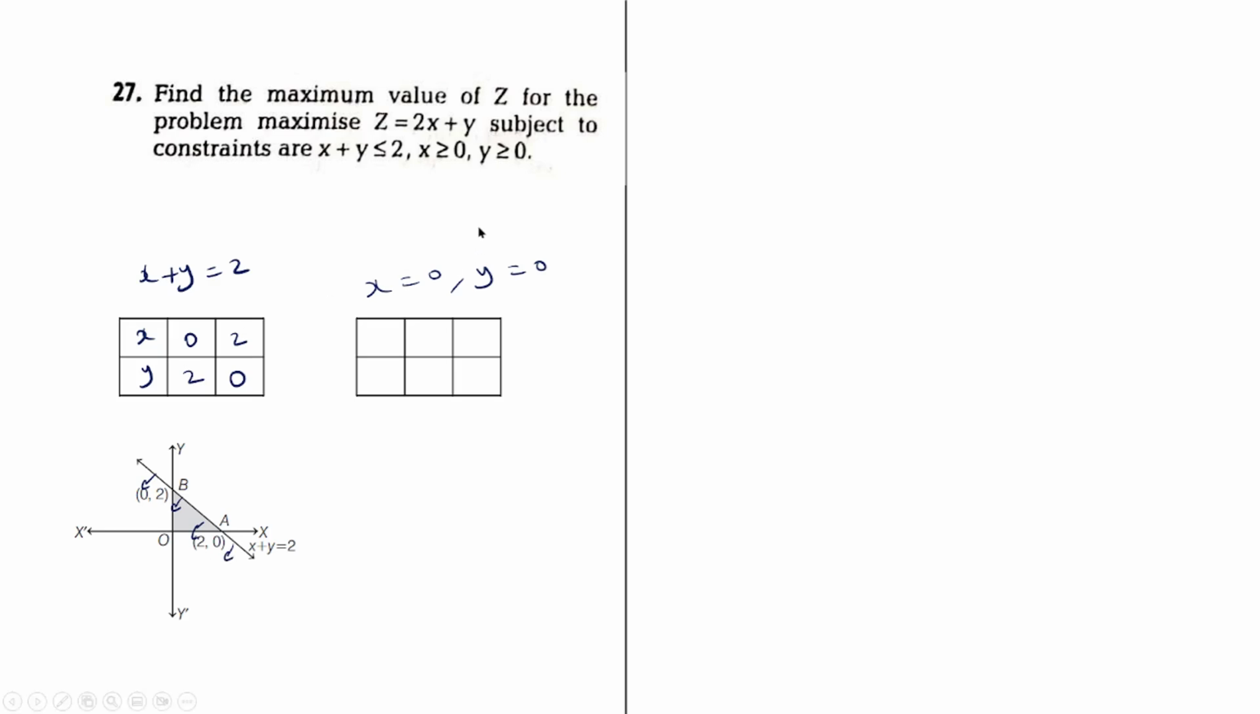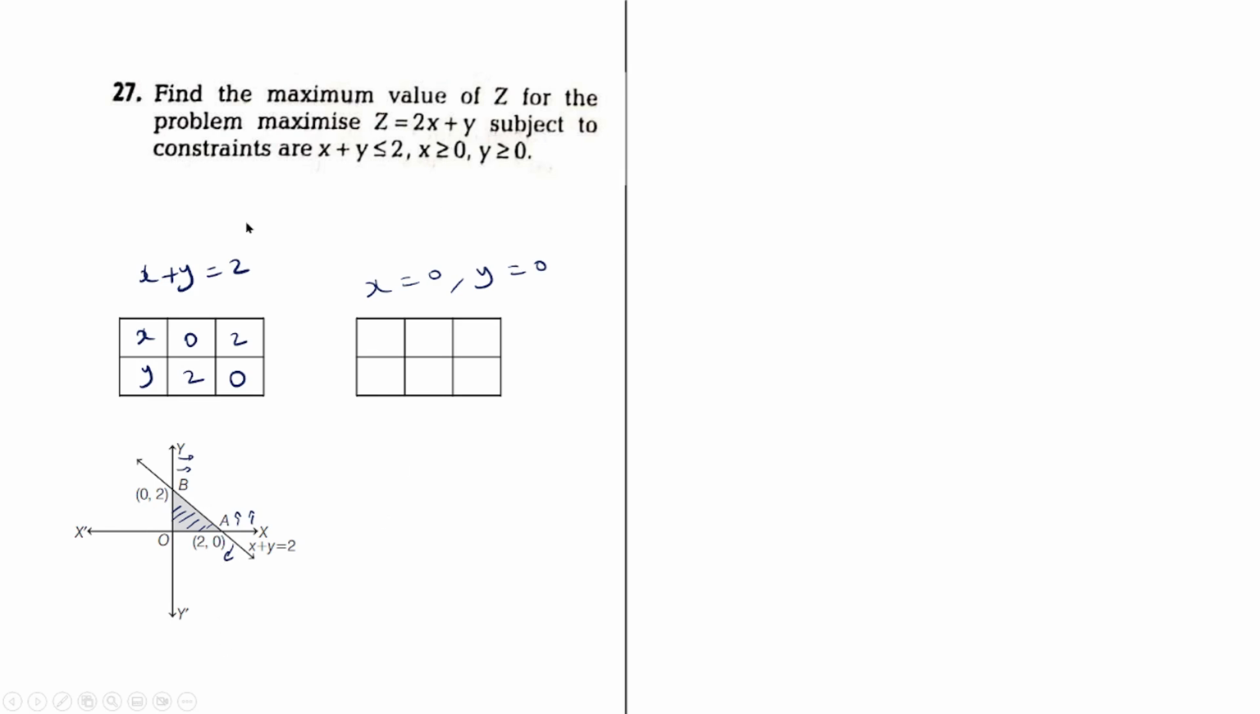And next we have the non-negative constraints. X greater than or equal to 0 is this part, and y greater than or equal to 0 is this part. So the region which is common to all these, that is the feasible region, is this region. So in this feasible region, the corner points are O (0, 0), then A (2, 0) and B (0, 2). So at these corner points, let us find the maximum value of Z.